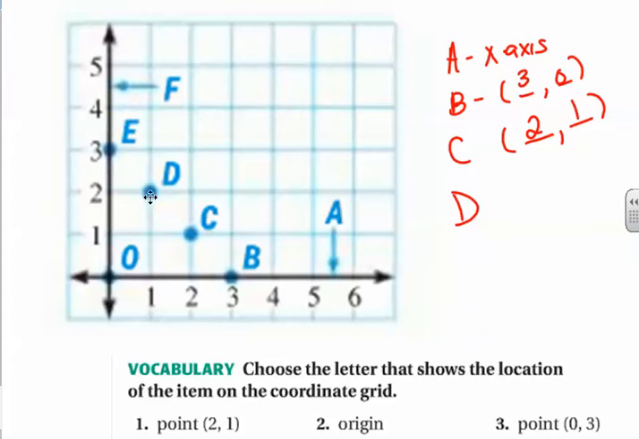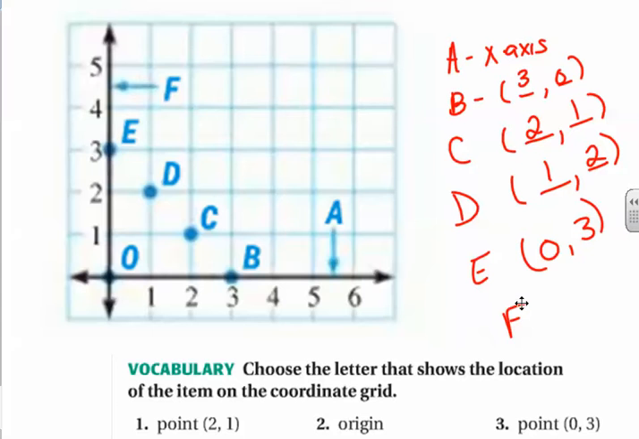Let's look at D. D is another point, so I need to make my coordinates. I would go over 1, up 2. E is still a point, so I would go over, but I don't go over at all. So I just start at 0, because I'm not going over at all. And then I go up 3. And my last one, F. This is not looking at a point, it's looking at whatever this line is. So that is my y-axis.